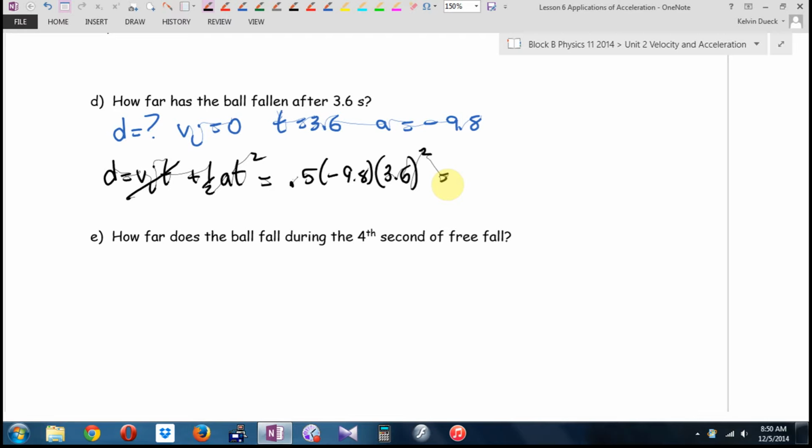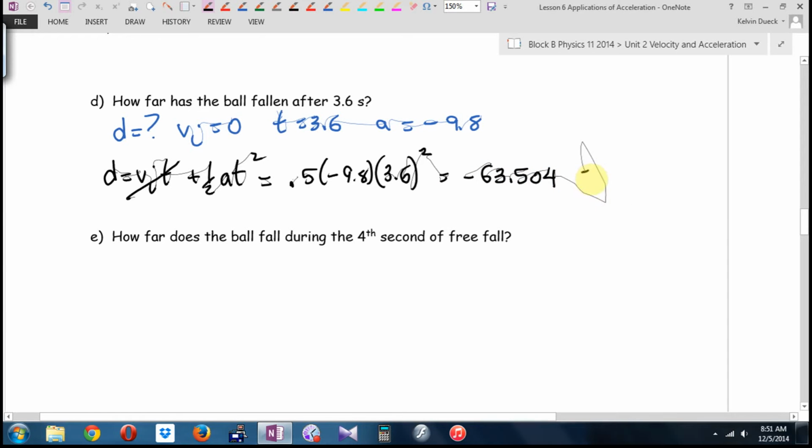What'd you get? Negative 63. What's the negative? Are we below or above from where we started? Below. Okay, so now this negative means something. It is saying, by the way, you're below. Okay, sorry, what'd you say? Negative what? Negative 63.50.